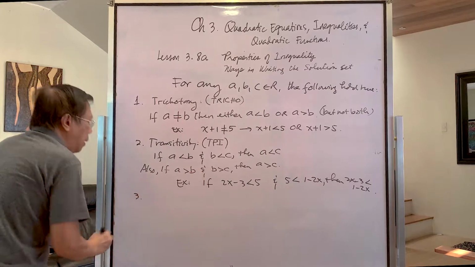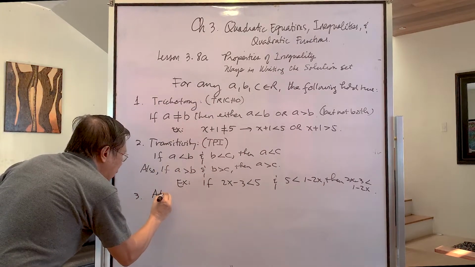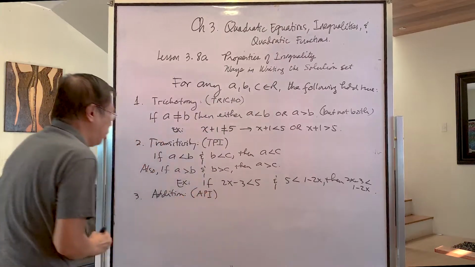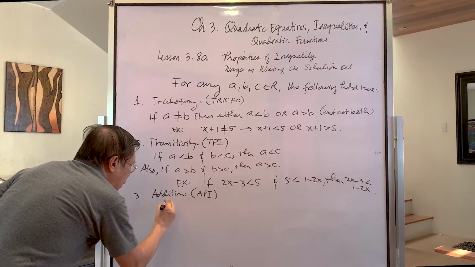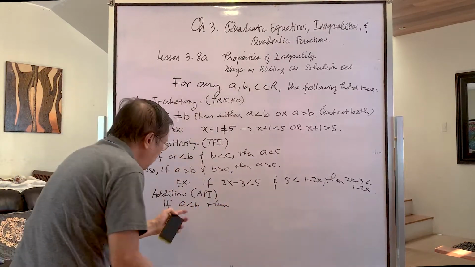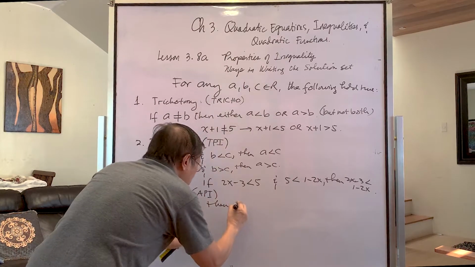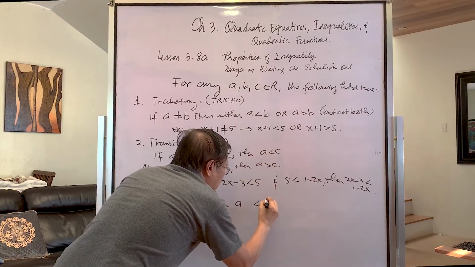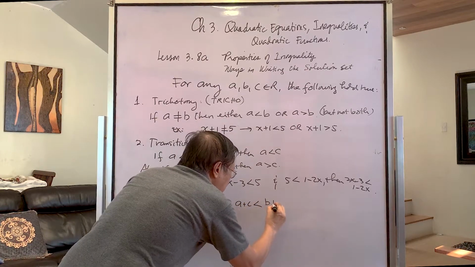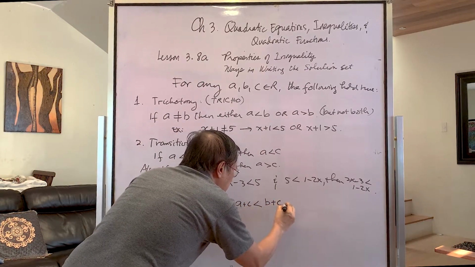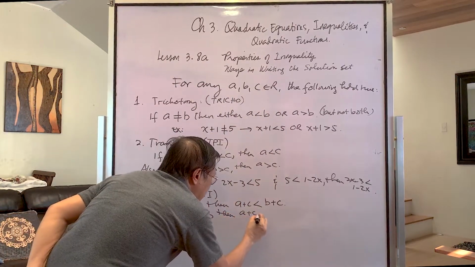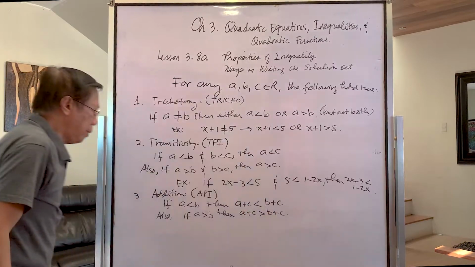Next property, addition property. Or we have this addition property of inequality. This property says that if A is less than B, then adding a constant to both sides will let us retain the sense of inequality. So, A plus C is less than B plus C. Also, if A is greater than B, then A plus C is still greater than B plus C.